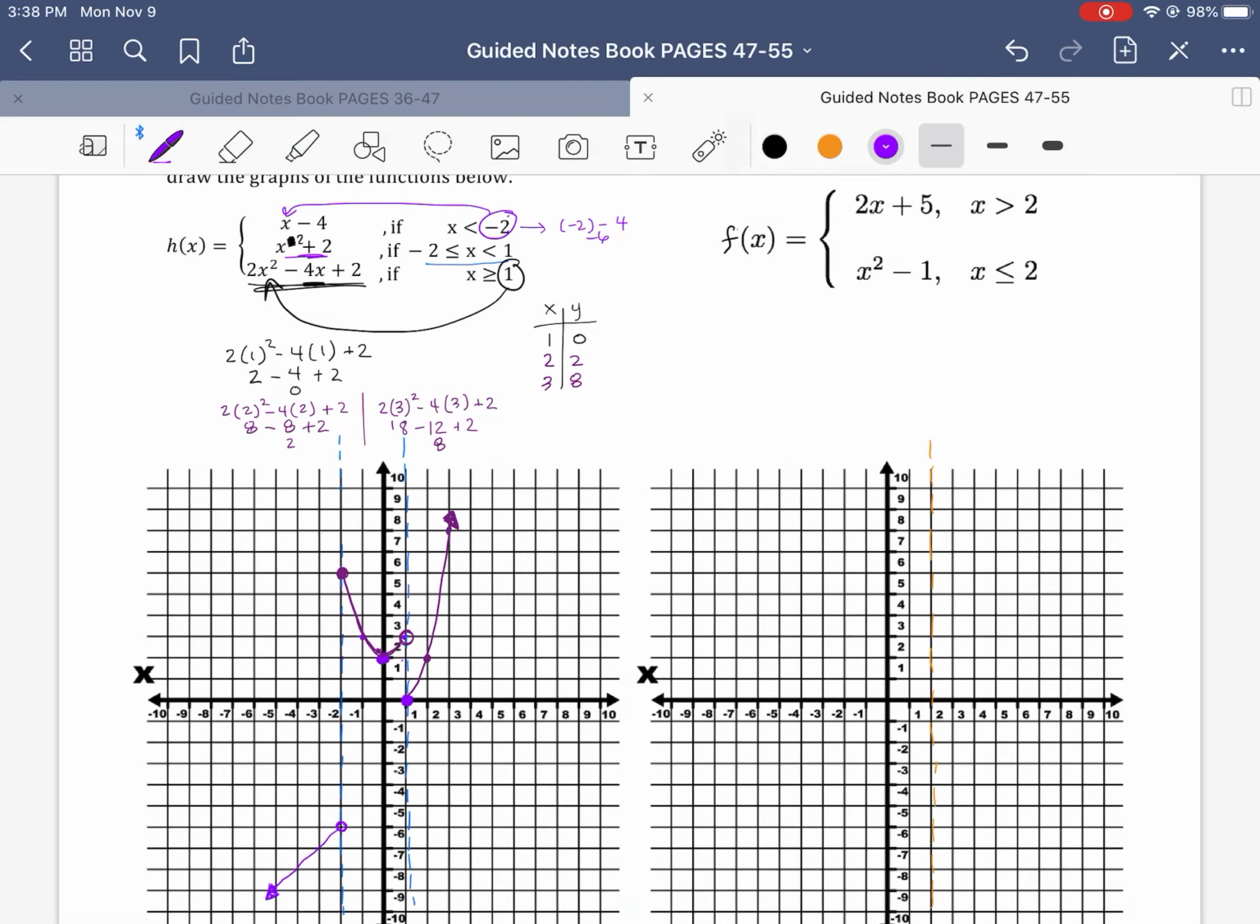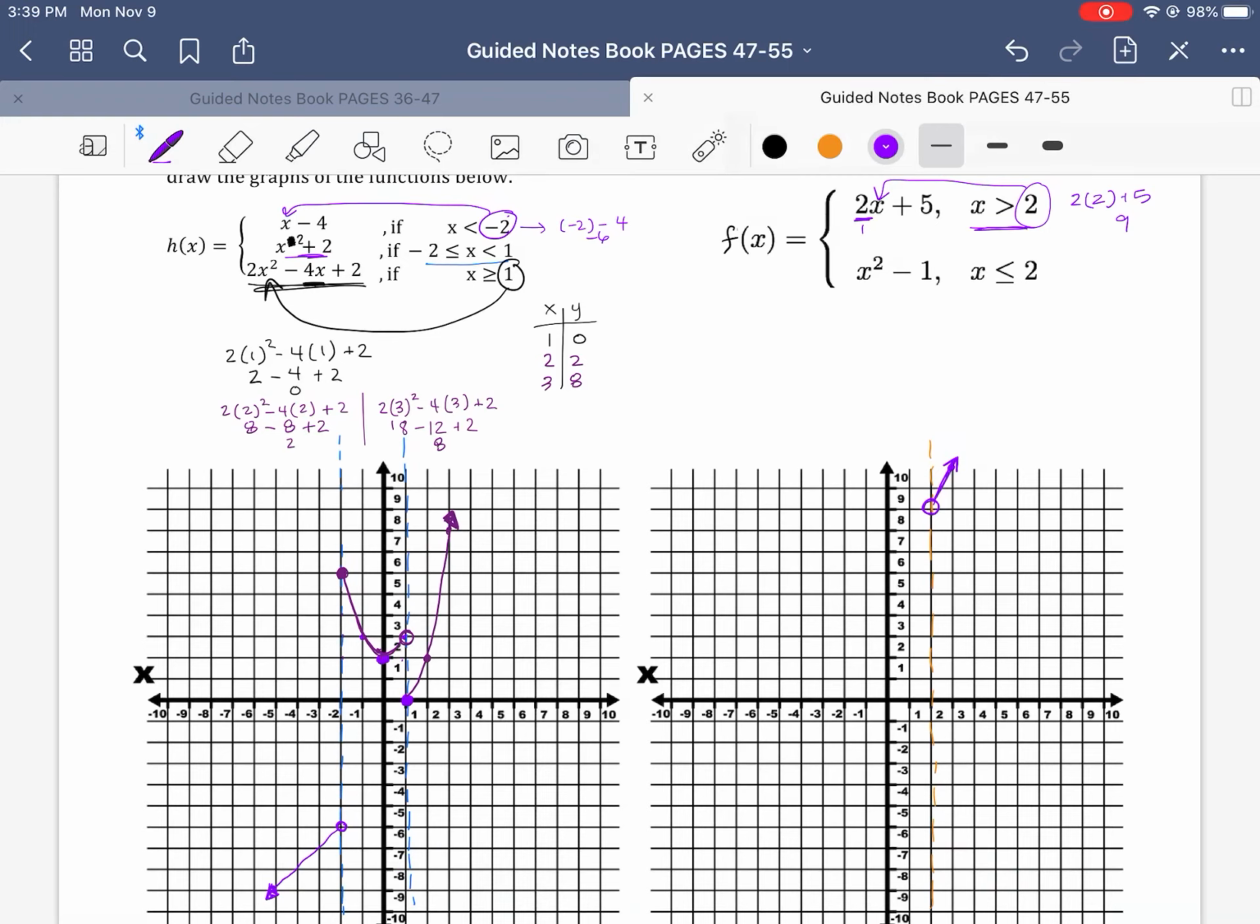And we want to start with either piece. It looks like this is x is greater than 2. So let's just plug this 2 in. That's going to be on the right side of the barrier. So we'd have 2 times 2 plus 5. 4 plus 5 is 9. So right here on the barrier, we're going to have an open circle at 9. And then again, our slope on this one is 2 or 2 over 1. So I'm going to rise 2, run 1, and then draw my graph headed off that direction.